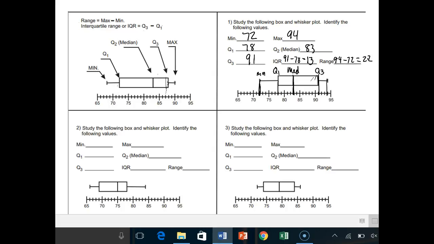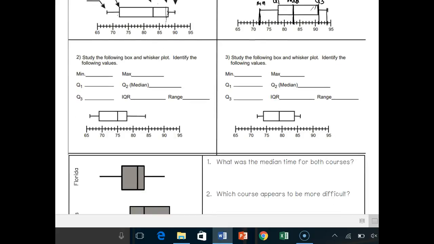All right, so let's move on to number 2. The minimum in number 2 is 66. The maximum in number 2 is all the way over here, 84. So let's just do the range. Since I have the max and minimum, let's do 84 minus 66. That gives you 18.